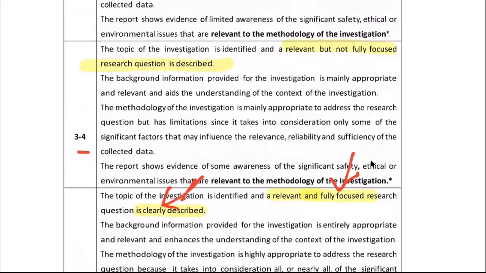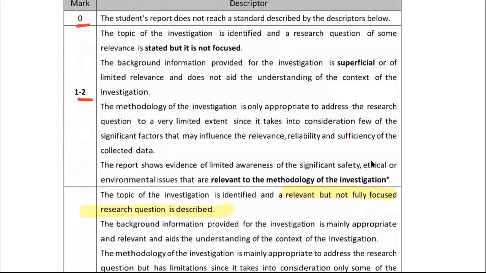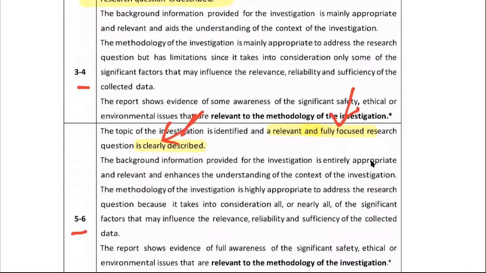If you go down then to the 1-2 level, it says the topic of the investigation is identified and a research question of some relevance is stated, but it's not focused. Okay. And I'm not going to go through every single one, but they're all kind of like that. Each statement kind of goes down in what the description of it is.